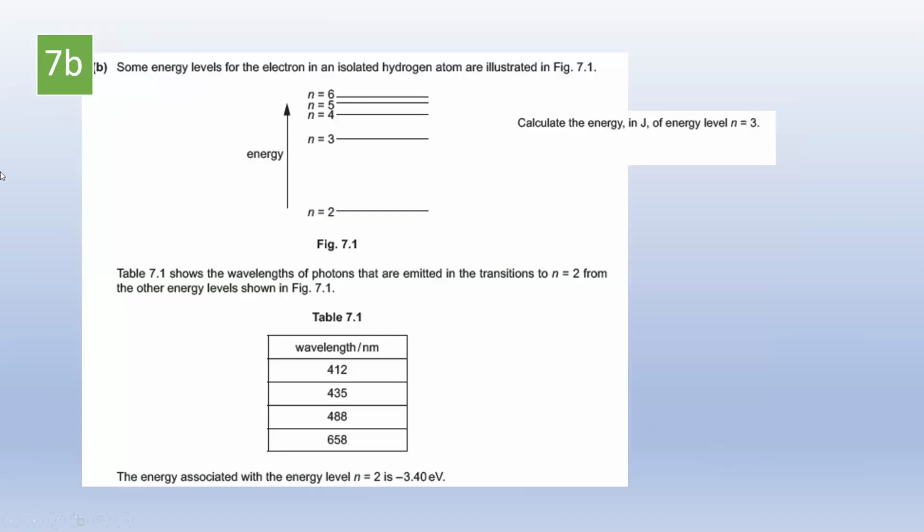Some energy levels of an electron in an isolated hydrogen atom are illustrated in the figure. Figure 7.1, table 7.1 shows the wavelength of photons that are emitted in a transition from N to N2, the lower energy level, as shown in figure 7.1. The associated energy level N1 is 3.240. Calculate the energy in joule of energy level N3.